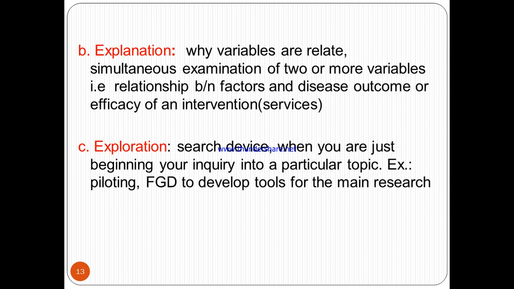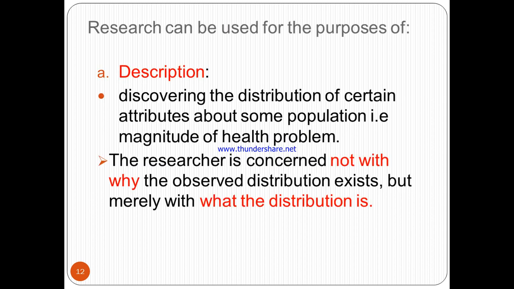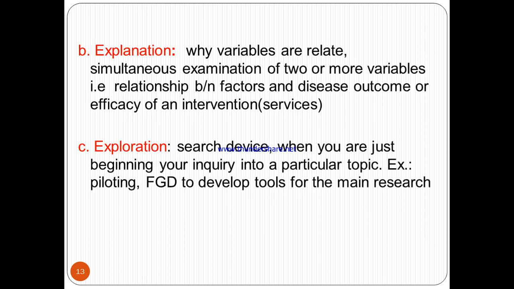The other one is explanation. We can use research for an explanatory purpose: why variables are related. It answers a question with why. It involves a simultaneous examination of two or more variables, a relationship between factors and disease outcomes, and the efficiency of interventions. It is explanatory. It answers questions with why. It is not focused on distribution or magnitude.